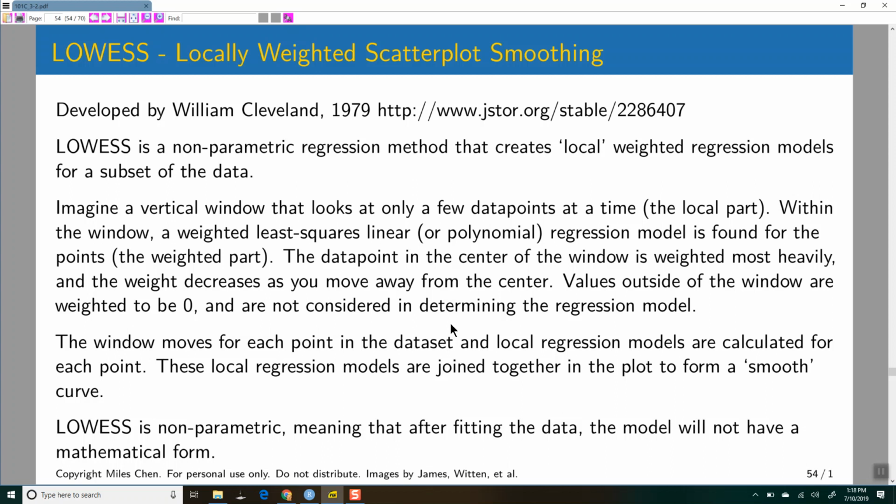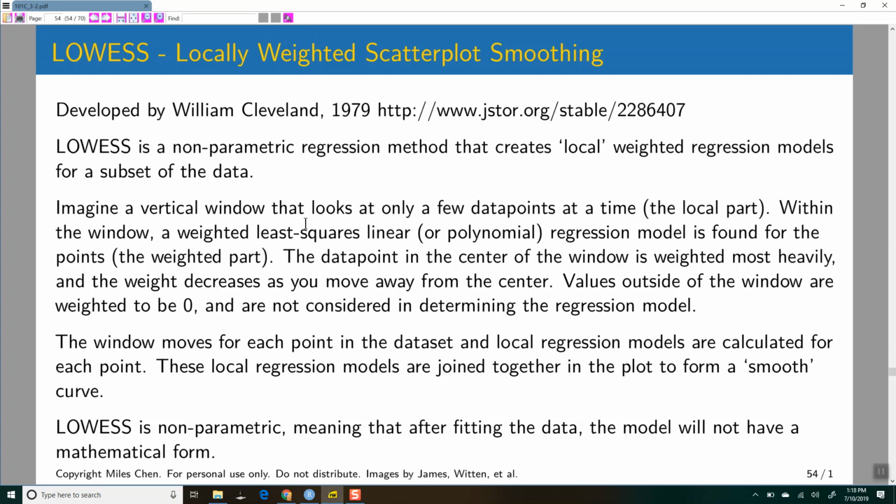And the way it's making predicted values is using basically local weighted linear regression, okay? So LOWESS is locally weighted scatterplot smoothing. I guess it came out in the late 70s. And basically what we're doing is we're fitting just a few points at a time. That's the local part, okay?